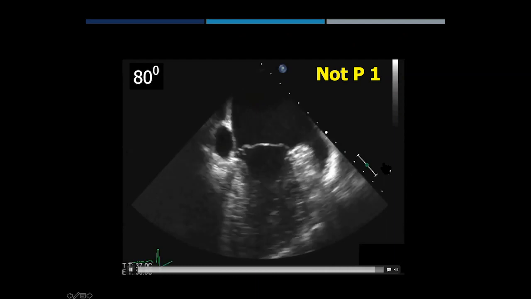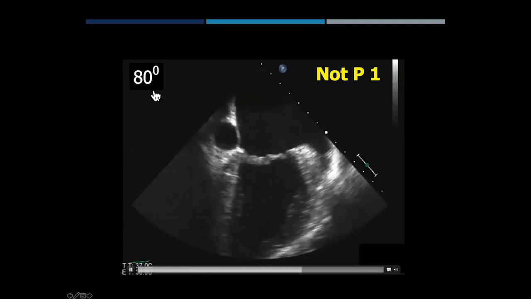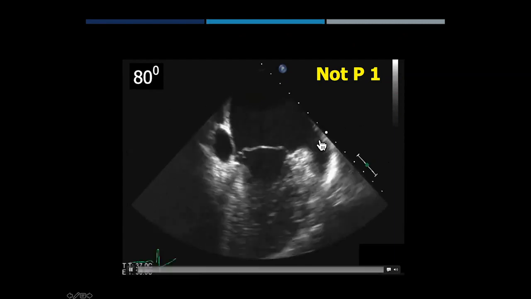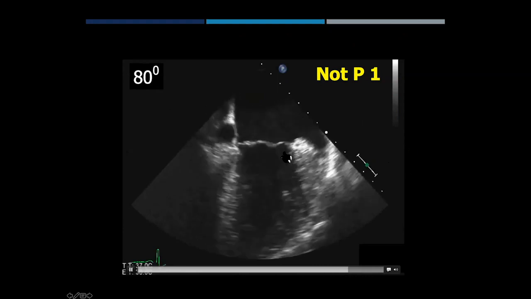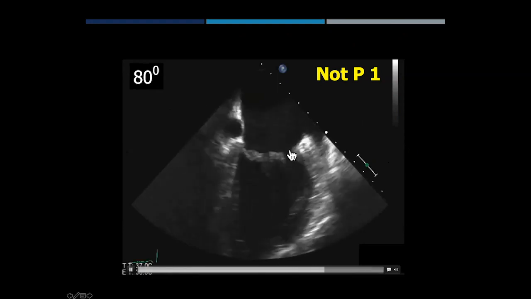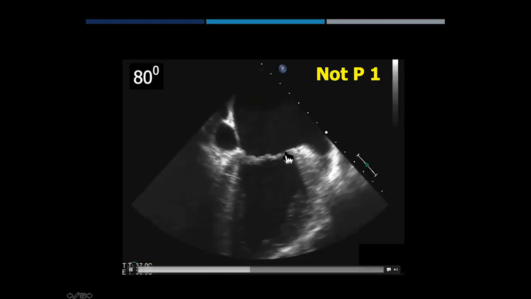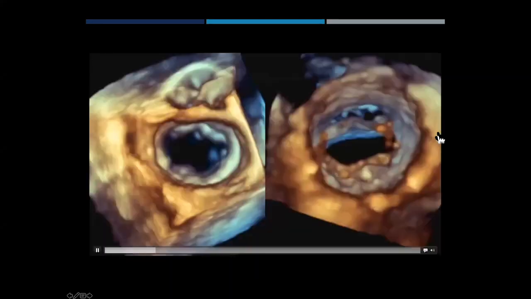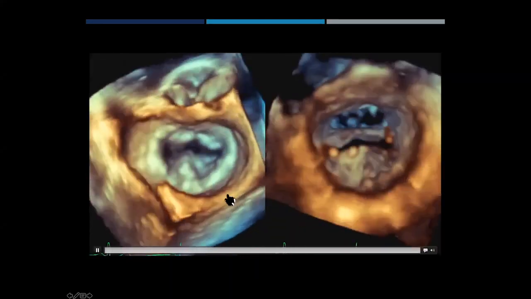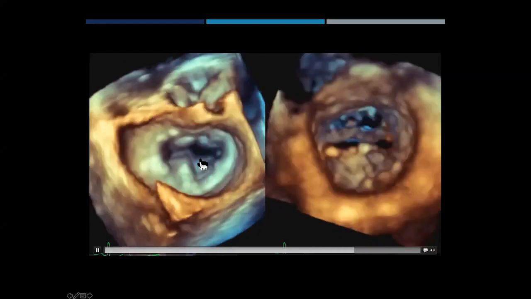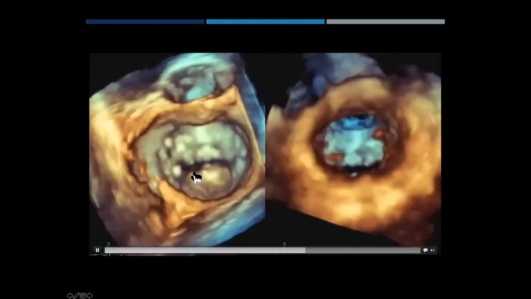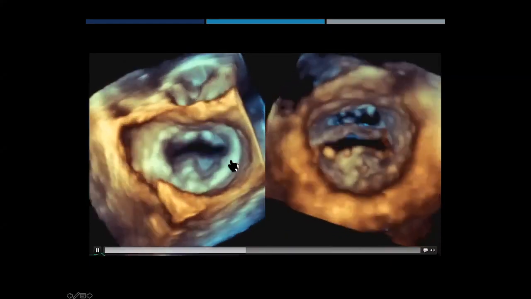What about this view? How does it help us? Well, this is the 80-degree view. You can see coronary sinus here. You can see the left atrial appendage here. And remember, where you see the left atrial appendage, P1 is right here. So this pathology does not involve P1. If you look at the 3D data set here, you can appreciate that there's definitely P2 prolapse. And there's also some involvement of P3.